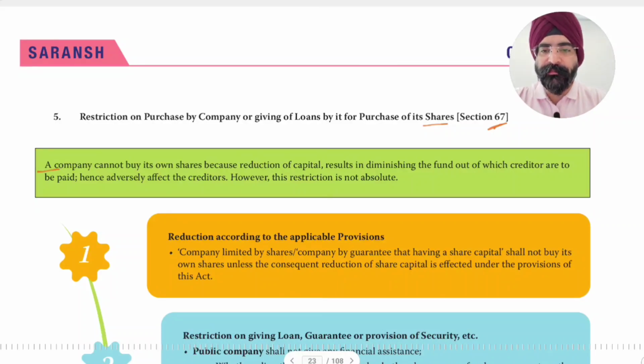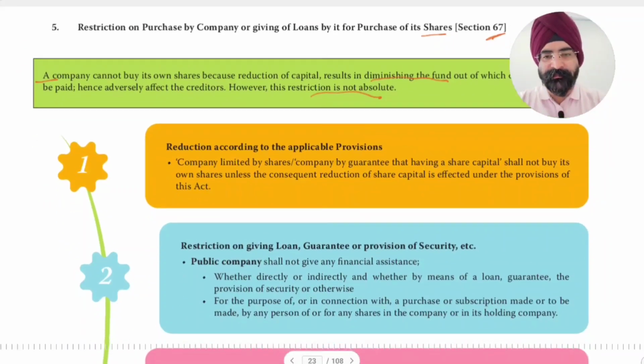A company cannot buy its own shares because reduction of capital results in diminishing the funds out of which creditors are to be paid, hence adversely affecting the creditors. However, this restriction is not absolute. So there is a primary restriction that it cannot purchase its shares because by paying money it will reduce the funds available to pay off the creditors.